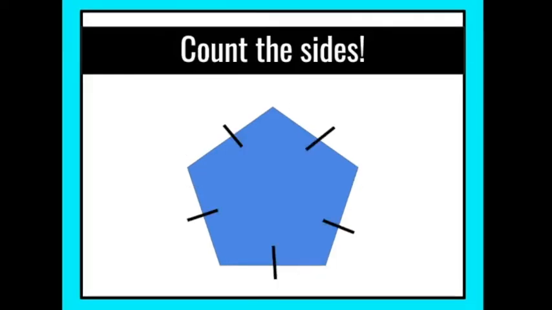It's important to go through and count and label the sides of a shape. This is helpful so that we don't overcount or undercount the sides. So let's count these sides. 1, 2, 3, 4, 5. This shape has 5 sides.